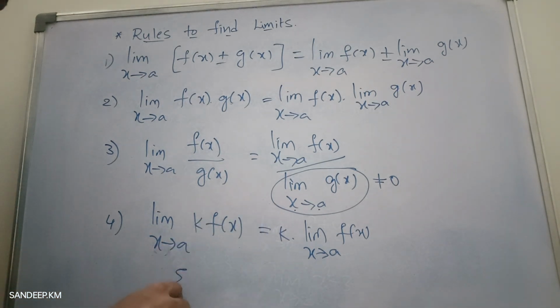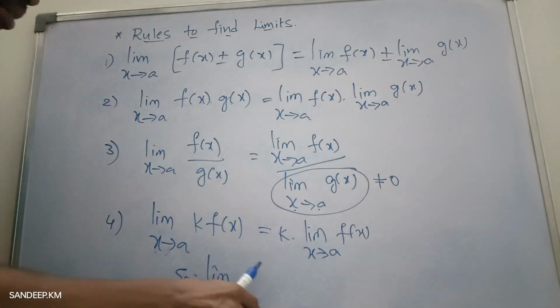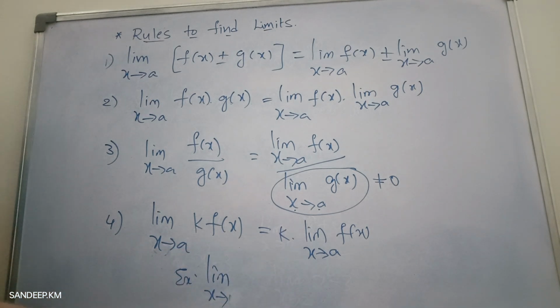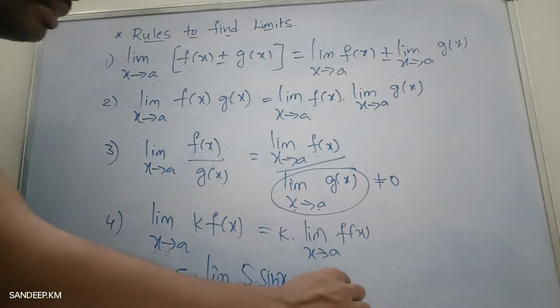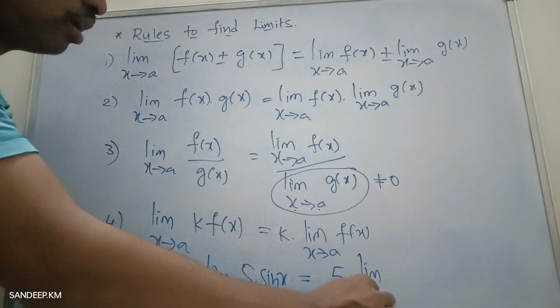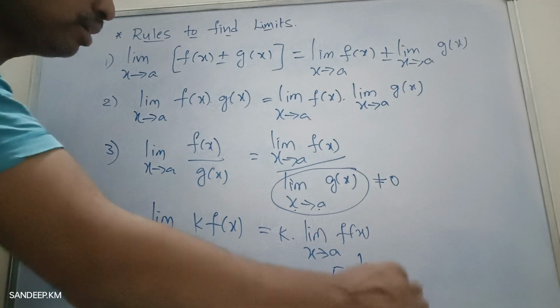For example, let me take limit x approaches pi by 3, 5 into sin x. If that is the case, 5 does not need the limit, so we will write 5 into limit x approaches pi by 3 sin x.